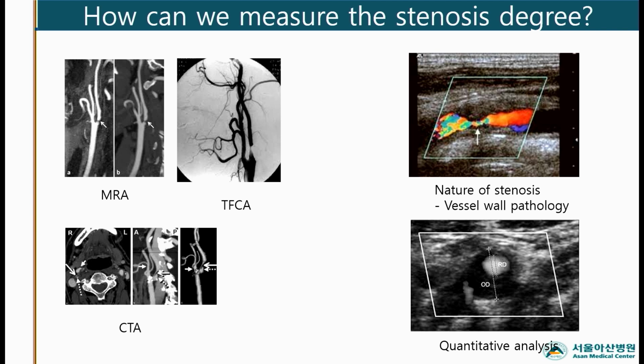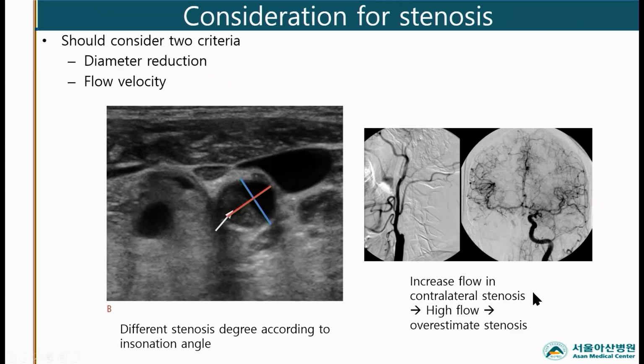However, we can't see the vessel pathology itself, and therefore the duplex carotid sono is very important and complementary, in that we can see the nature of the stenosis, for example, atherosclerosis or the high-risk plaque. Also, we can measure the stenosis degree in a quantitative manner, and we can see how much the stenosis actually is. But we have to consider the two criteria, which is the diameter reduction and the flow velocity.